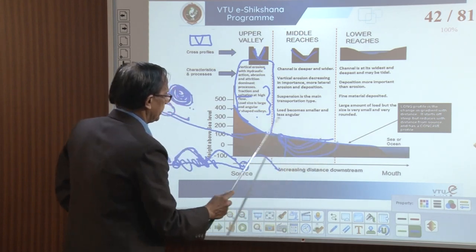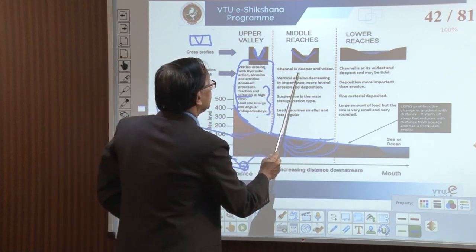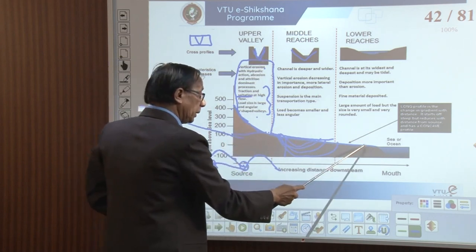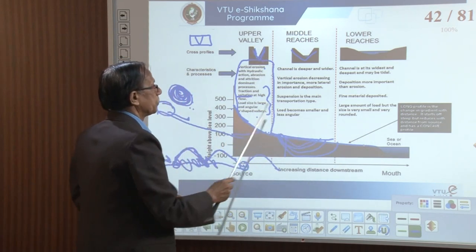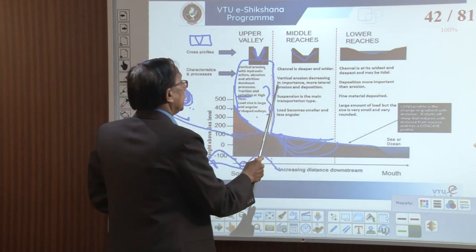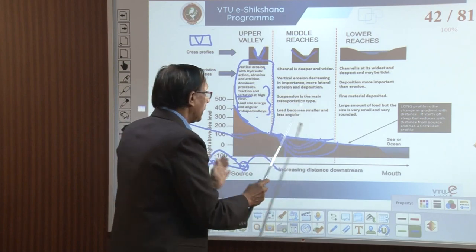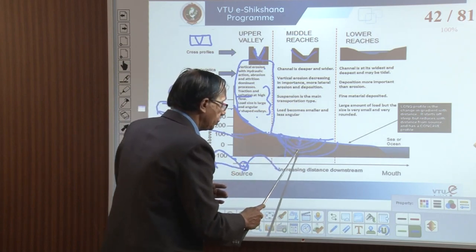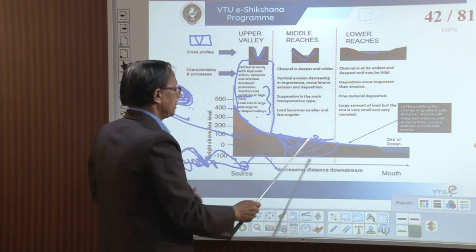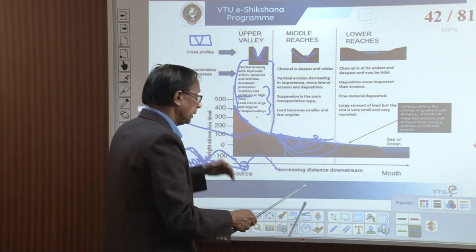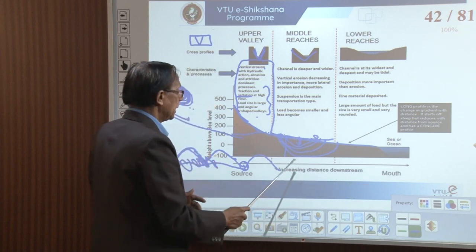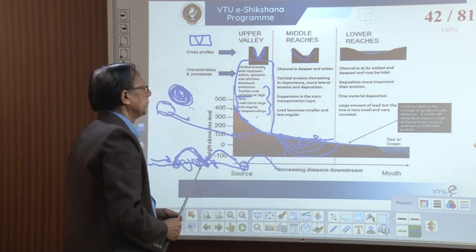The river cuts wider valleys. The channel is deeper and wider. It is not that deep, but deeper than here. They are wider as well. Vertical erosion is decreasing in importance. There is more lateral weathering. Side weathering, yes. So, deeper weathering is restricted, limited, reduced. Side cutting is increased. As a result, a wider and wider valley is formed.